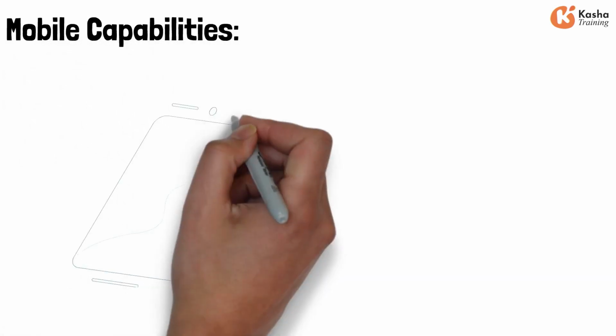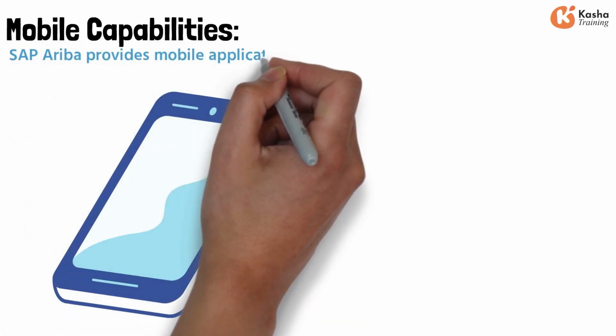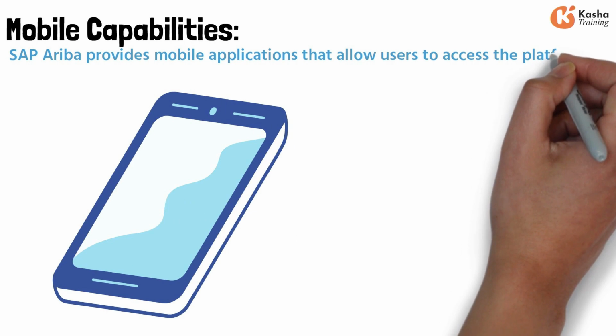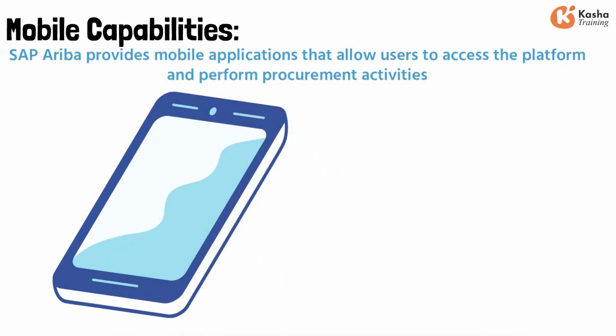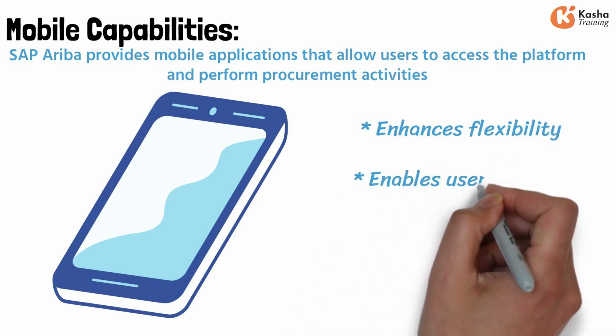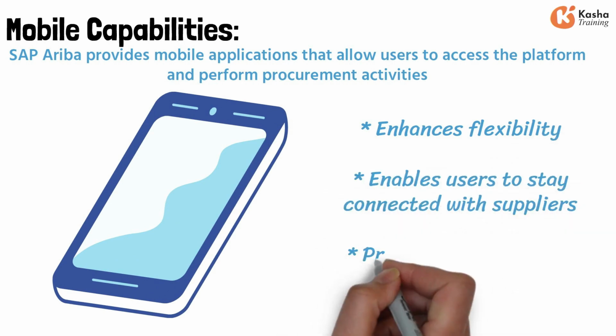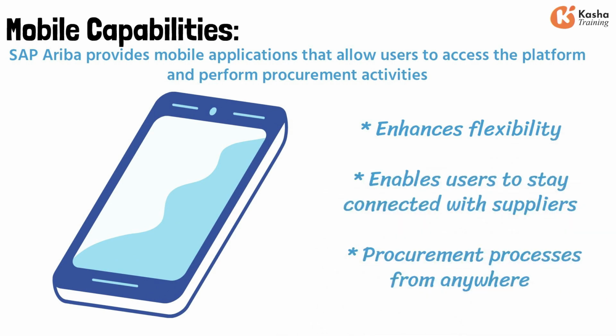Mobile capabilities. SAP Ariba provides mobile applications that allow users to access the platform and perform procurement activities on the go. This enhances flexibility and enables users to stay connected with suppliers and procurement processes from anywhere.